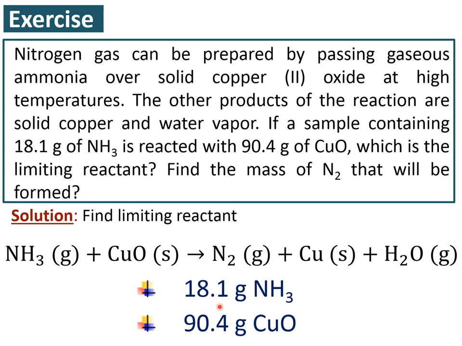So this equation is not balanced. We need to balance it. How can you balance this? This is one nitrogen, here is two nitrogen. So we have to put here two. How many hydrogen now? Six. And this is two, so you put here three. How many oxygen? Three. You put here three. How many copper? Three. You put here three. Everything is fine. So this is the equation.